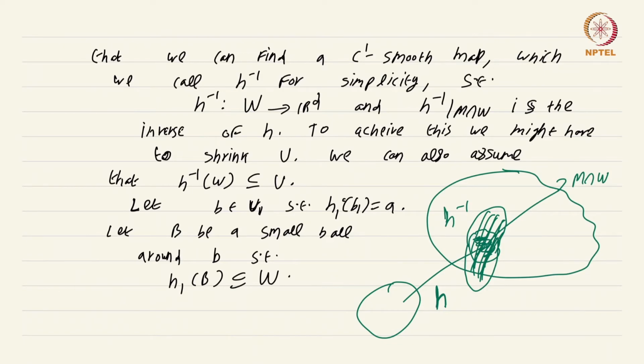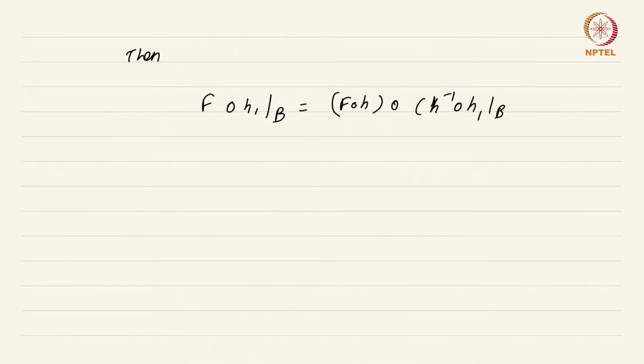Now here the next equation is the crux of the proof. Then F composed with H1 restricted to B is nothing but F circle H circle H inverse circle H1 restricted to B. So the composition of F and H1 restricted to B is nothing but composing F and H, then composing that with H inverse composed with H1. Essentially these two just cancel off.